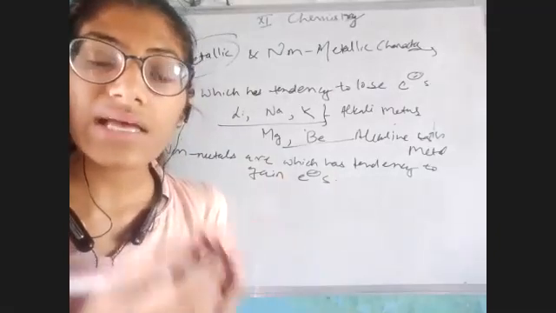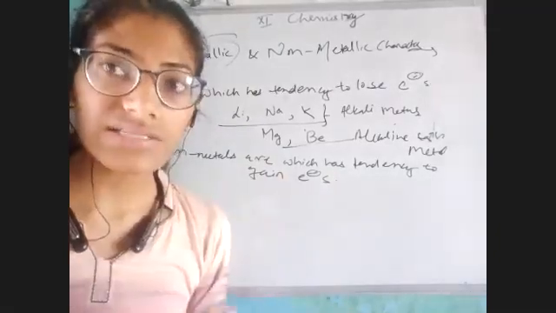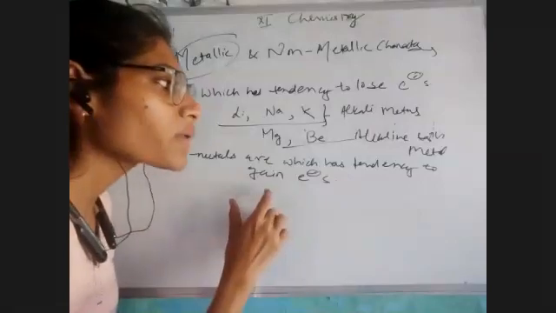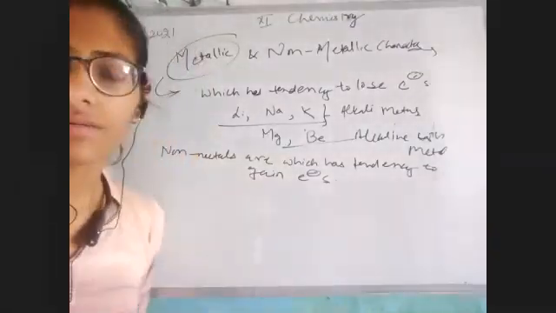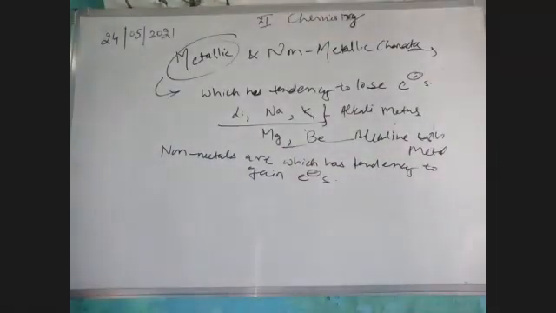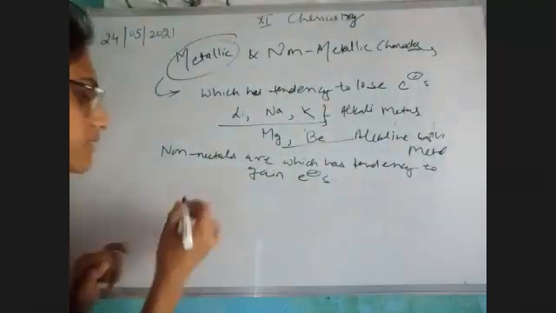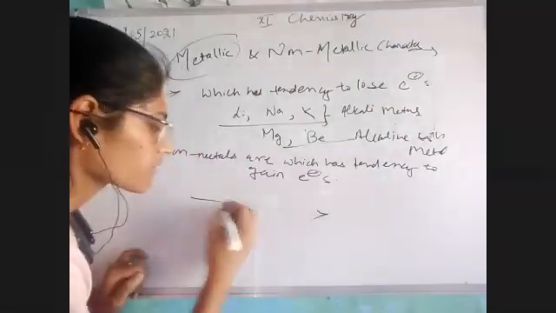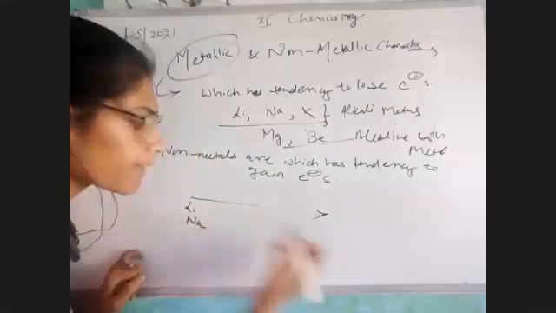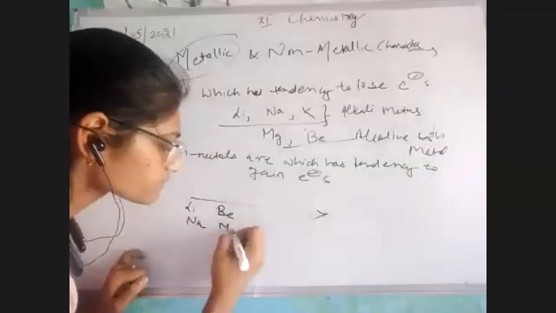So if we are saying electronegativity is increasing, that means our non-metallic character is also increasing. Am I clear? If I want to say that electronegativity increases across a period, we can say our non-metallic character is also increasing. And you can see this very well.